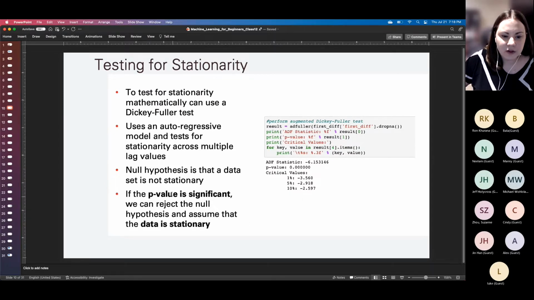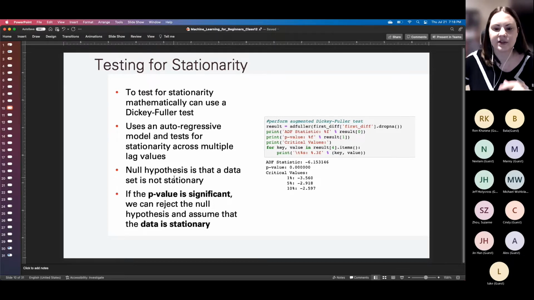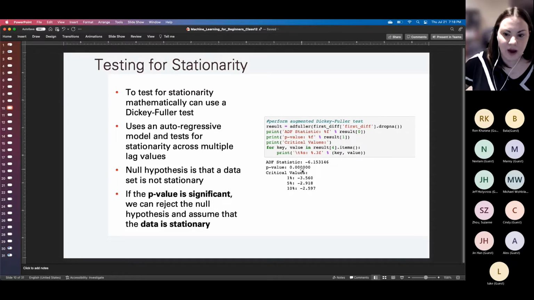In this particular case, the null hypothesis is that the data is not stationary. So if the p-value is significant, or below 0.05, then you can reject the null hypothesis and assume your data is stationary. So you're looking for statistical significance. Shown here is a code snippet with stationary data. The p-value is below 0.05, it's highly significant, so this data is stationary in this particular case.